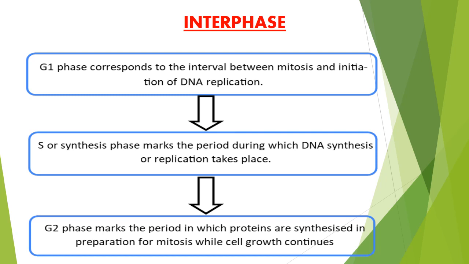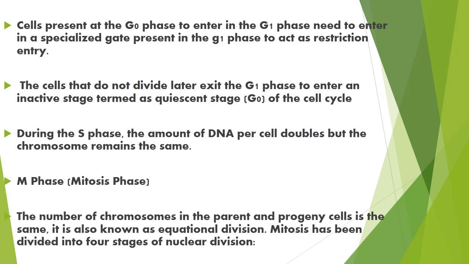The G1 phase corresponds to the interval between mitosis and initiation of DNA replication. The S or synthetic phase marks the period during which DNA synthesis or replication takes place. The G2 phase marks the period in which proteins are synthesized in preparation for mitosis while cell growth continues. So cells present at the G0 phase, to enter the G1 phase, need to enter a specialized gate present in the G1 phase to act as a restriction entry.